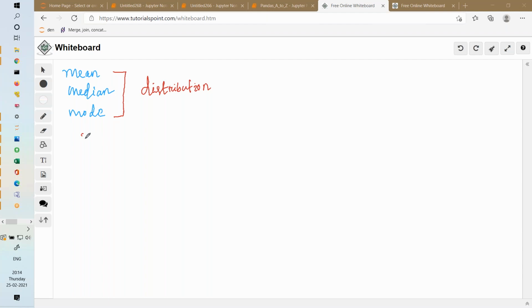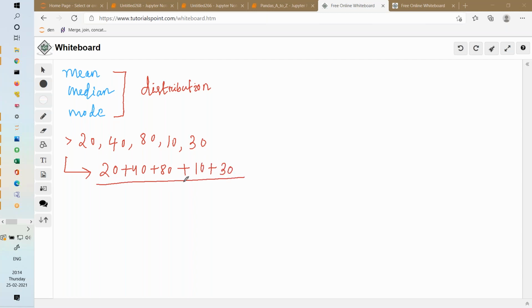So let's say we have data 20, and then we have 40, and then 80, and then 10, and then 30. Let's say this is my data. If I have to find the mean or average, I know what the average is, right? Sum of all the values. For average, I need not sort my data. For finding average, I will simply take a sum of all of these elements and divide it by 5. Whatever I'm getting, that is my average value.